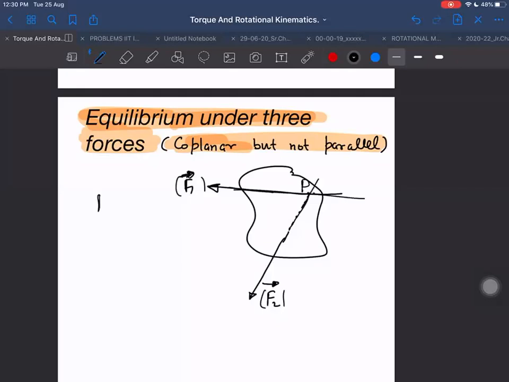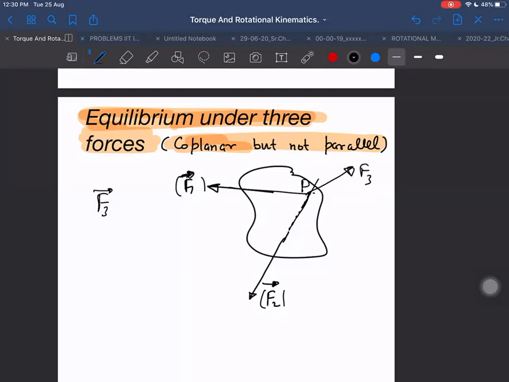Then the third force, which I have to exert to make this body in equilibrium, I definitely have to exert in such a way that the line of force of that also passes through this point. I'm not saying in this direction; the direction could be any other direction also, could be this side also. But the line of force must pass through that point.